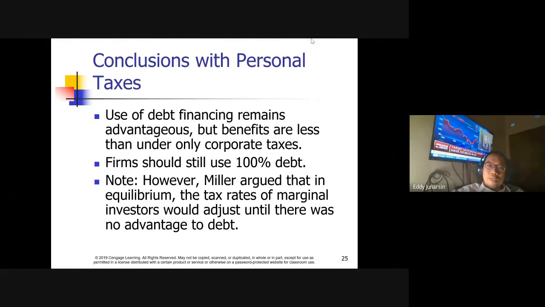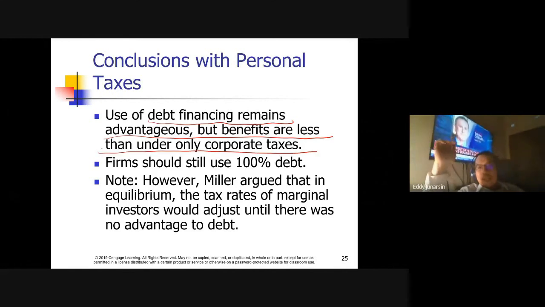So, conclusion, with the personal taxes, this one, right? The Miller 1969. So debt financing remains advantageous, but the benefits are less than expected or imagined by MM the second, right?